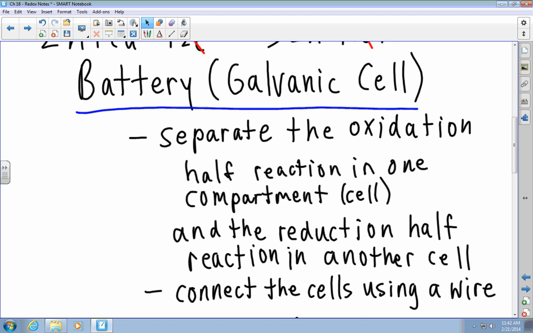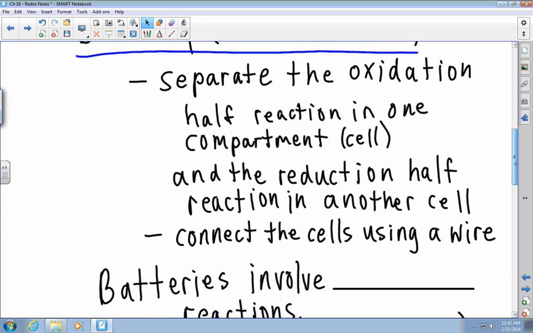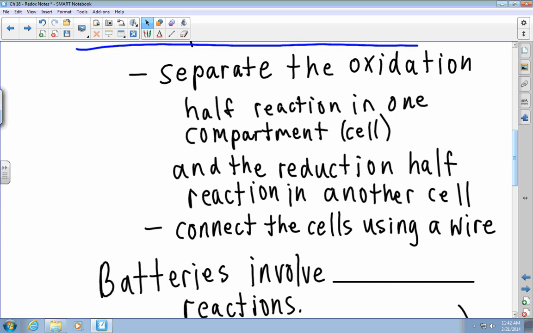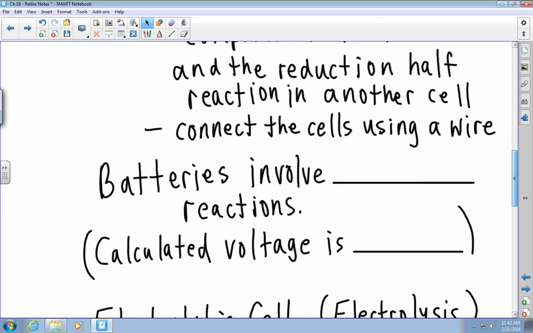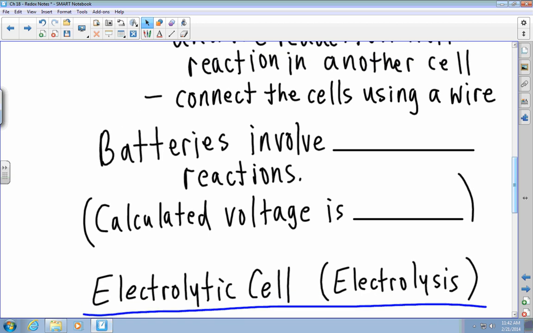half reactions. So with a lot of redox reactions, half reactions take place in the same container, but you can actually separate the half reactions and get one half reaction going in one container and the other half reaction going in another container. And to keep the reaction going, you connect them by a wire, and the electrons can flow down the wire to do the exchange of electrons. So you make a battery by separating the oxidation half reaction, the reduction half reaction, connect the cells with a wire. So batteries involve spontaneous reactions.